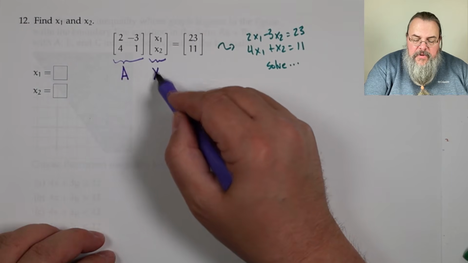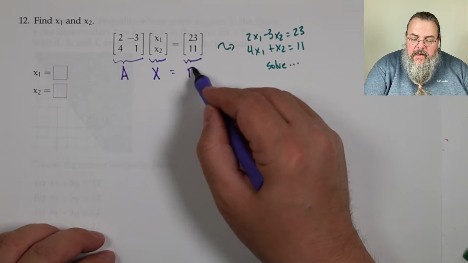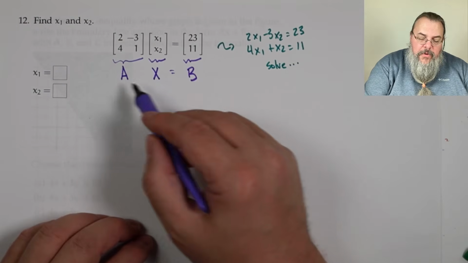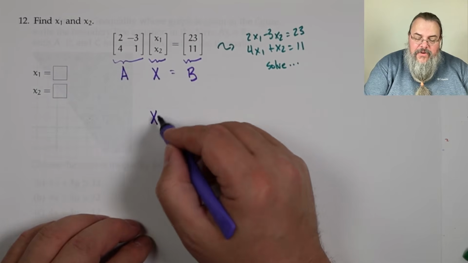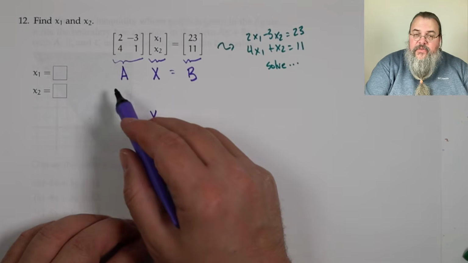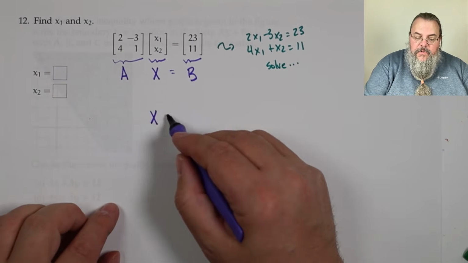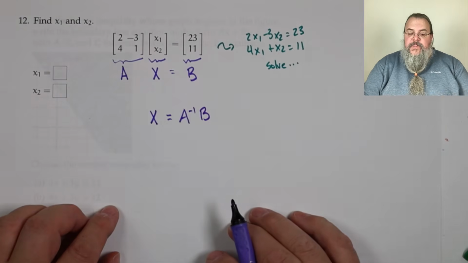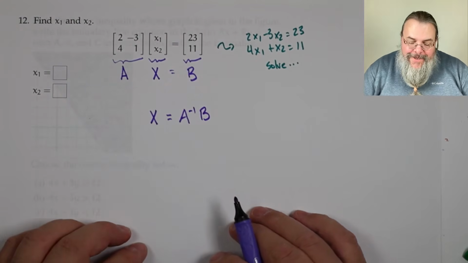Here's something x, it's our variables, and that equals b. So we have a times x equals b. And we say, well, I just want to move the a across. So we do that by multiplying both sides on the left hand by a inverse. So we get x equals a inverse b. So if we can do this computation, it's really quick.